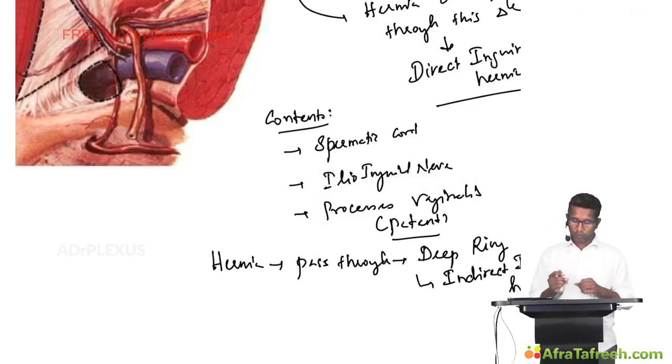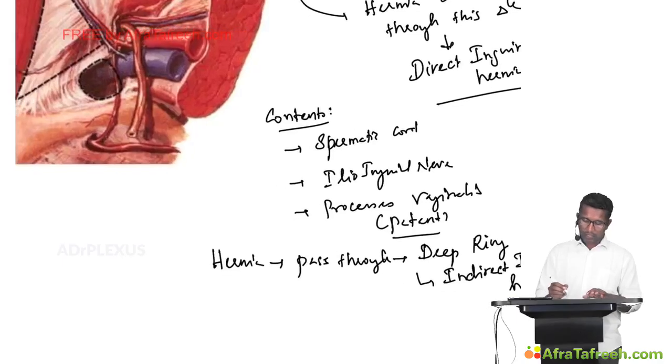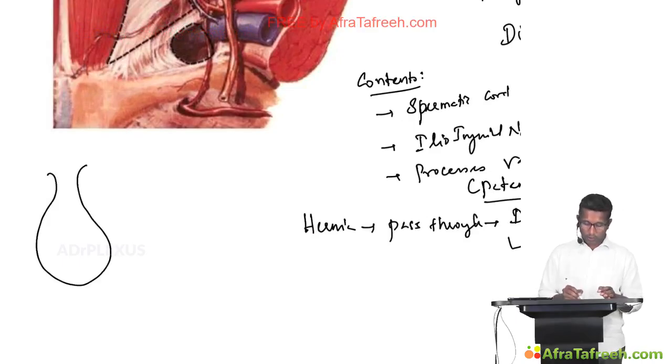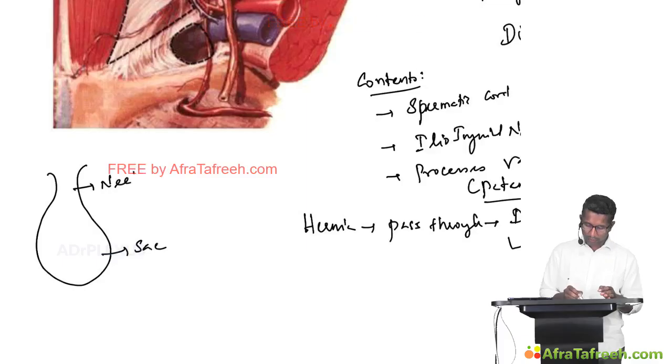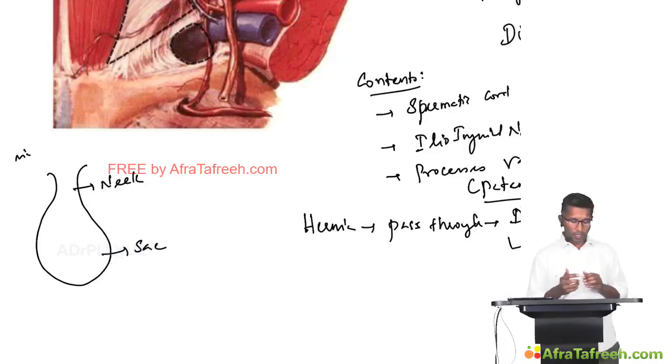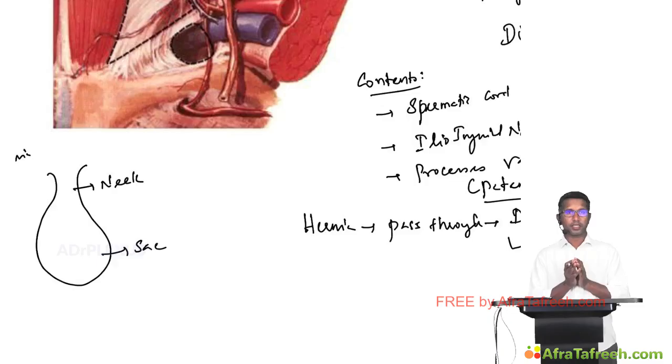One more important thing: a hernia is like an outpouching of the abdominal contents. So it will have a sac and it will have a neck region. So this is a hernia picture. The contents of the hernia can be anything. It can be appendix, it can be small intestine, it can be anything. So when the hernia happens, it has a sac and it has a neck.